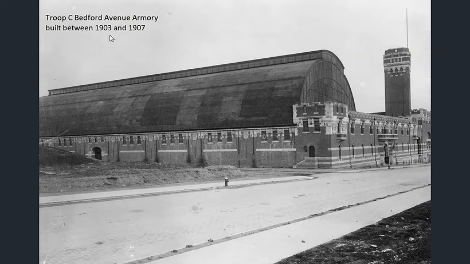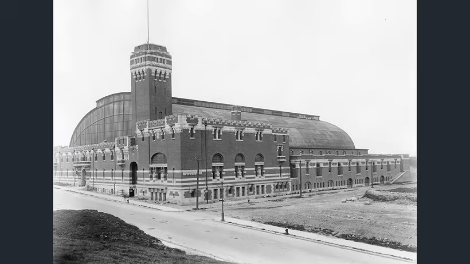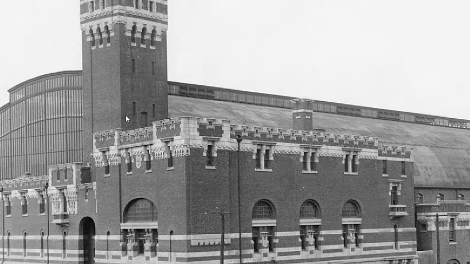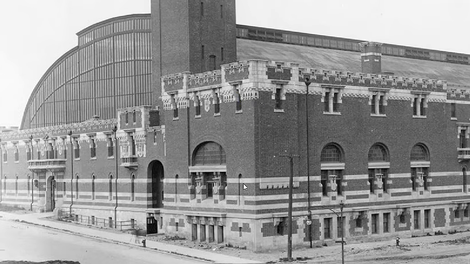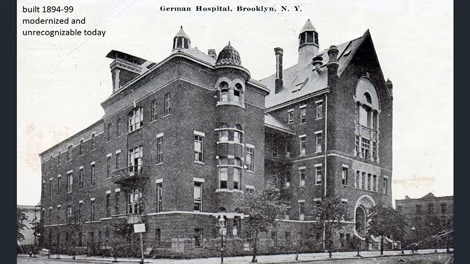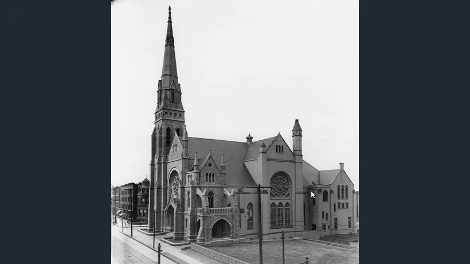Another armory, Troop C Bedford, 1903 to 1907. There it is from the other side. A dirigible air travel hangar, you tell me. And moving on to the end of the file.